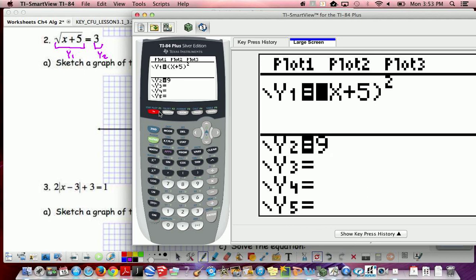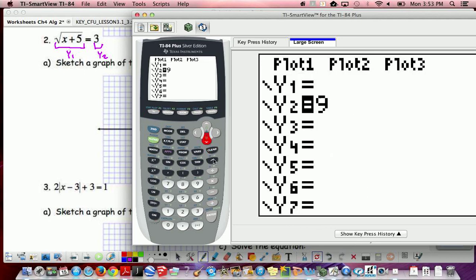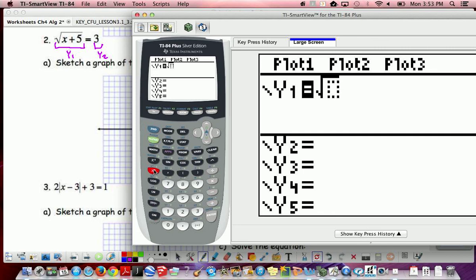So I have my y equals. So I'm going to clear out that equation. I'll even go to the second one and clear it out. So now I want to type in square root. So second, next to the negative, so I get the square root symbol, x plus 5.